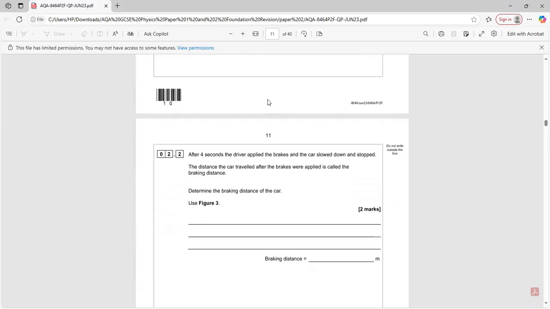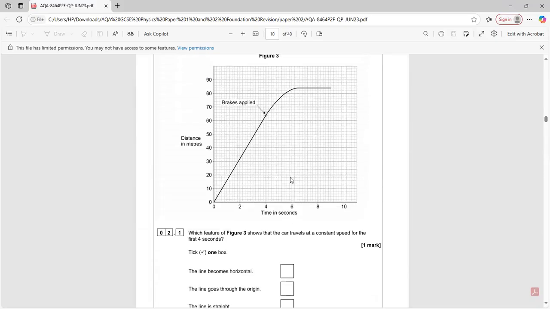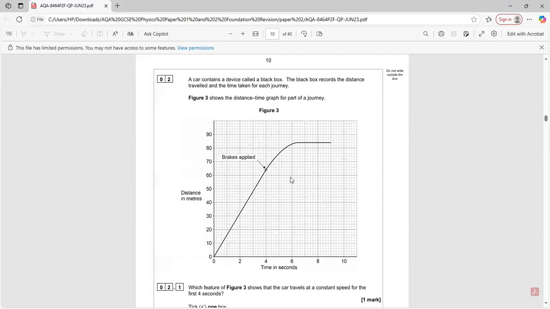So the next question says, after 4 seconds, the driver applied the brake and the car slowed down and stopped. The distance the car traveled after the brakes were applied is called the braking distance. So let's determine the braking distance of the car. Let's go to the figure 3 and determine the braking distance.